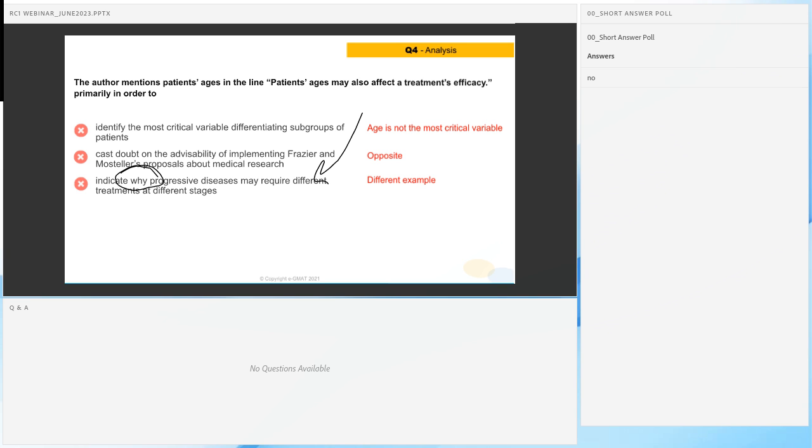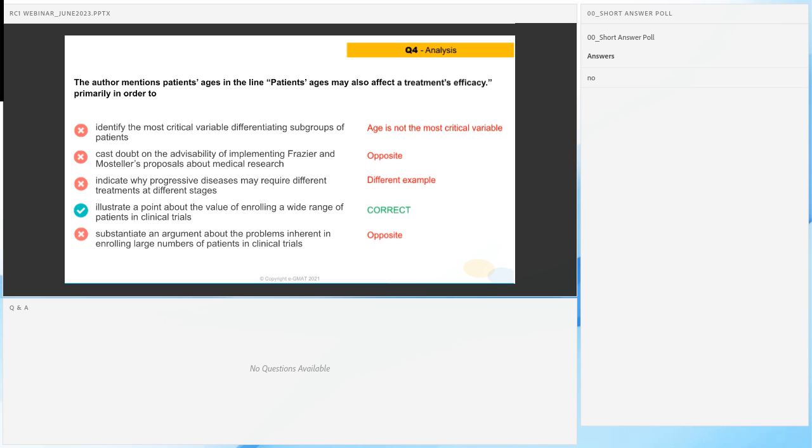confidence. Choice A simply says identify the most critical variable differentiating subgroups. How can you say based on the passage that age is the most critical variable? There's no way that it really says that there's no other variable that's more critical than patients' ages. And of course, if you're going towards casting doubt on the advisability of implementing FNM's proposals, then you're just going in the opposite direction, because the point of this example is to substantiate, to support FNM's proposal.